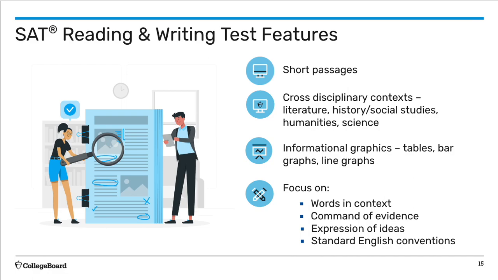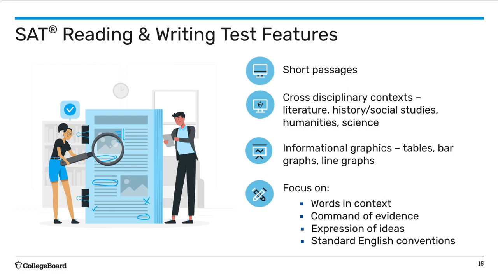Students will also need to focus on revising and editing writing to improve the effectiveness of expression, so they'll need to demonstrate a command of standard English structure. Usage and punctuation errors, both mechanical and rhetorical, will show up, and students will need to recognize those errors and also correct them. So really, for reading and writing, students should focus on words and context, command of evidence, expression of ideas, and standard English conventions.